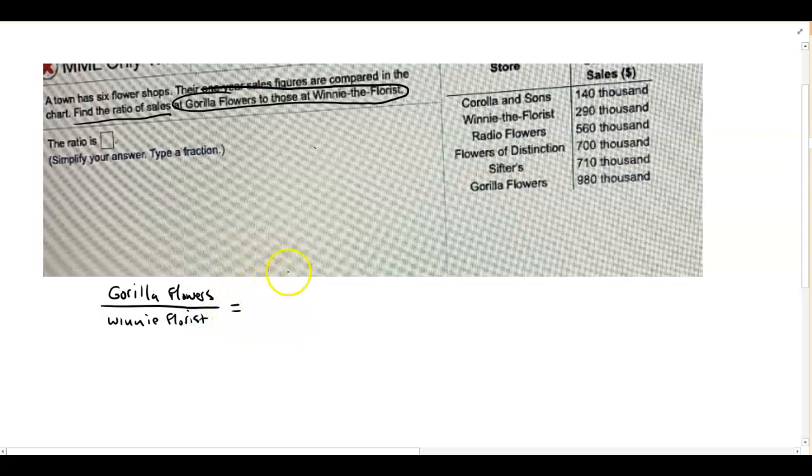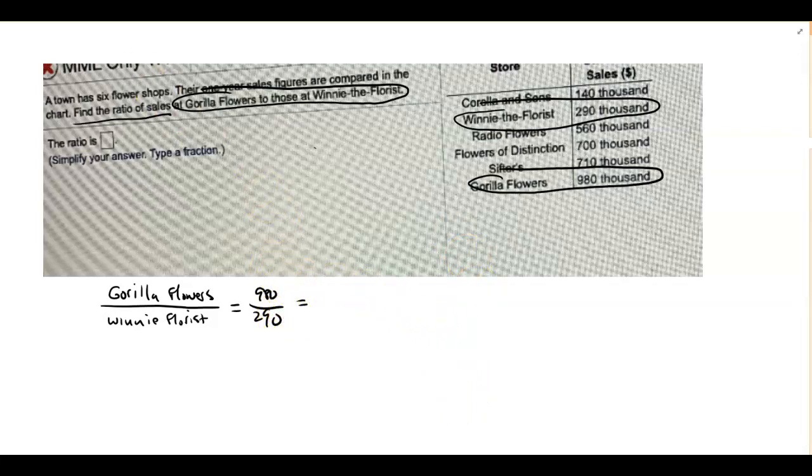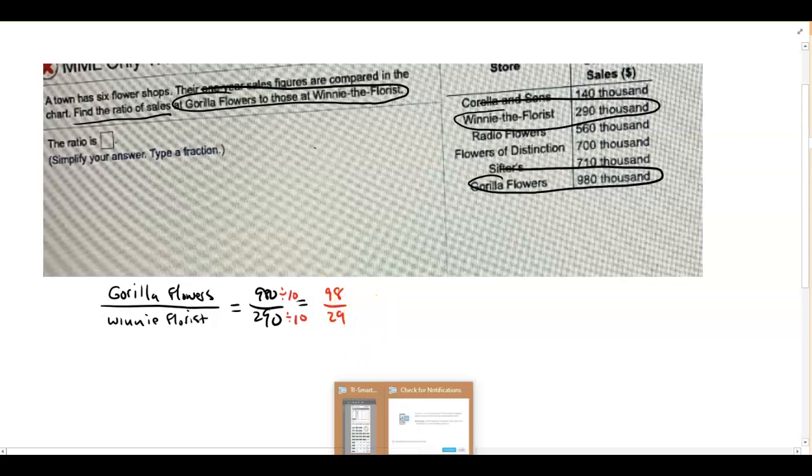Now, all you have to do is go to this chart here and you'll see Guerrilla Flowers is 980 to Winnie is 290. Now, you do have to simplify this, and I don't know if you can use a calculator or not, but what I'll start by doing is just by hand first. Right away, you know these both end in 0, so if I divide them both by 10, it makes smaller numbers, 98 over 29. All right, now, can that be simplified more?